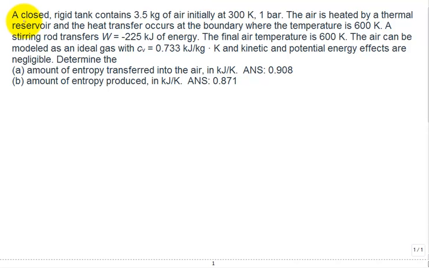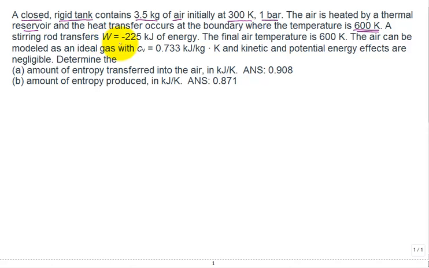So this problem reads that we have a closed, rigid tank containing 3.5 kilograms of air initially at a temperature of 300 Kelvin and a pressure of 1 bar. The air is heated by a thermal reservoir, and the heat transfer occurs at a boundary where the boundary temperature is 600 Kelvin.